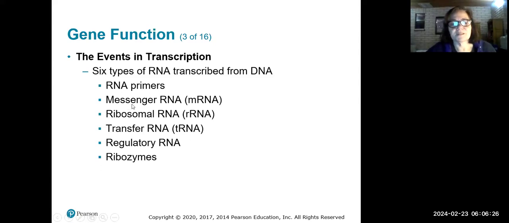Then the long strand of information, that's the messenger RNA. We've already talked about ribosomal RNAs and transfer RNAs, regulatory RNAs and ribozymes. I'm not going to go into huge detail.